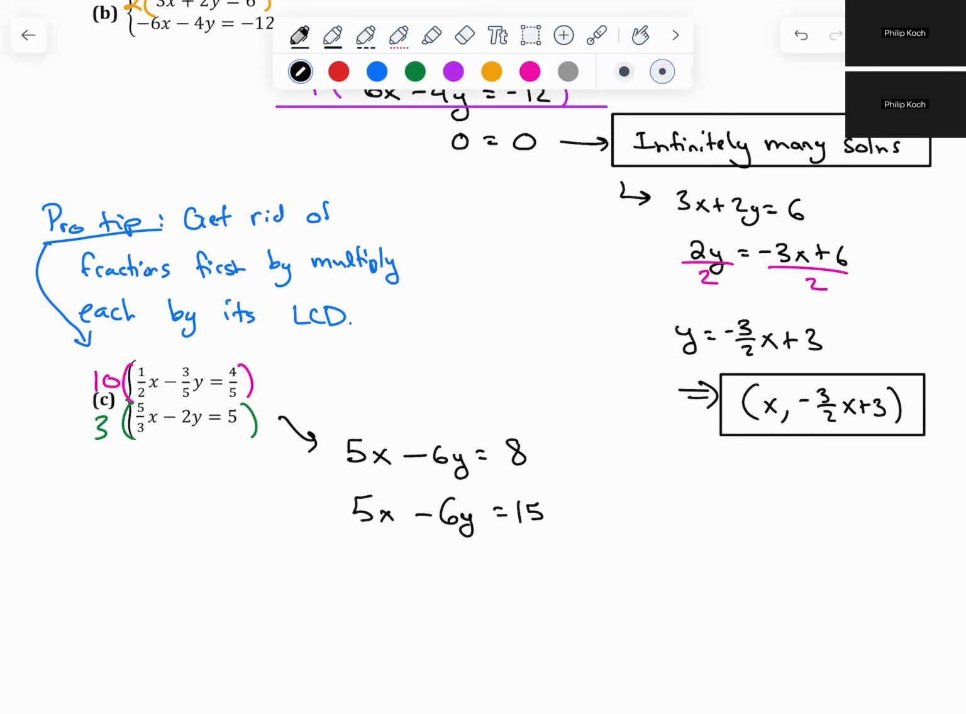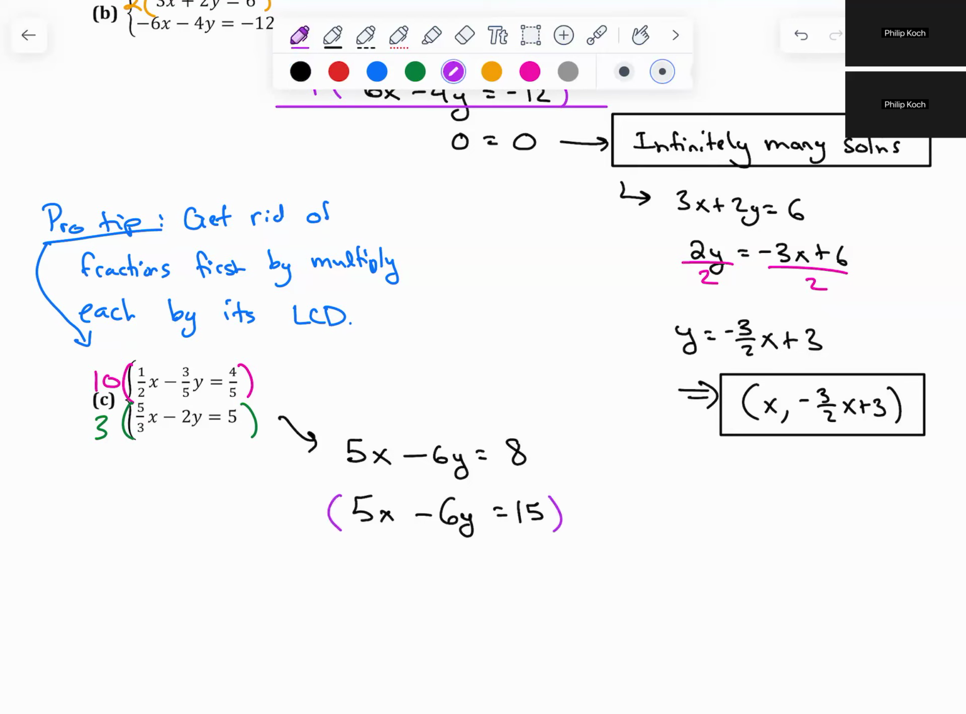And I think you might see already what the answer is going to be. And if you don't, that's okay. We can still solve it just like normal to figure out what the answer is. But you might notice that these are the exact same equation on the left-hand side, same parts, and the right-hand side is different numbers. So there's not going to be any solution. But we can still do it by elimination.